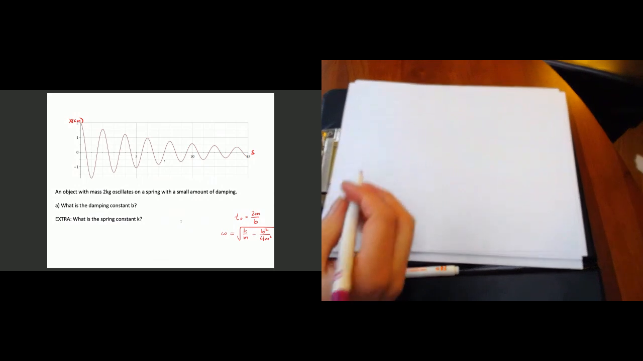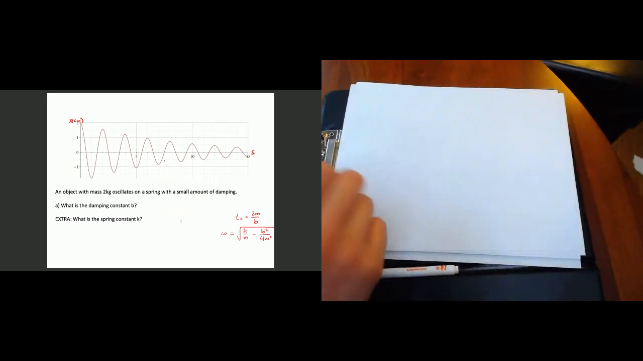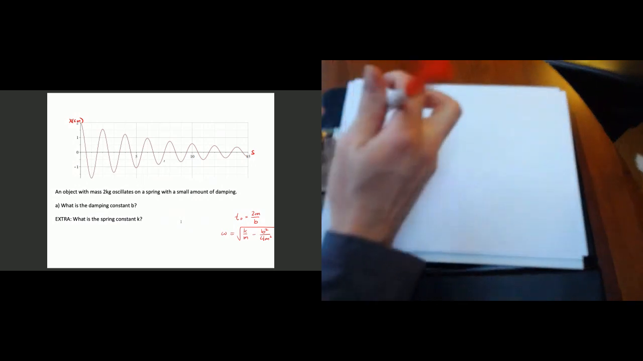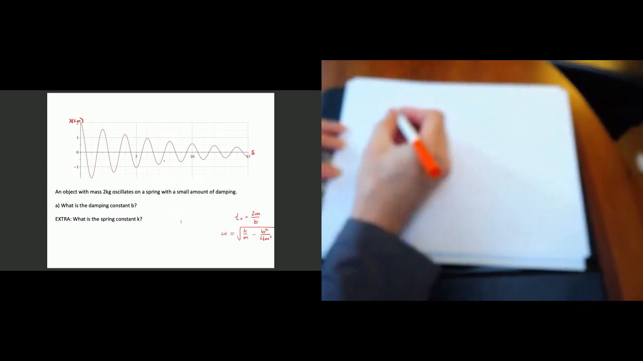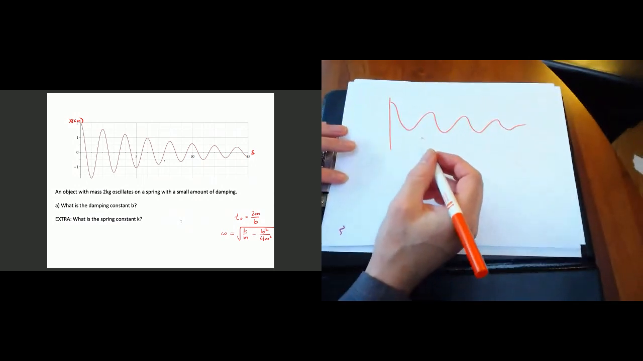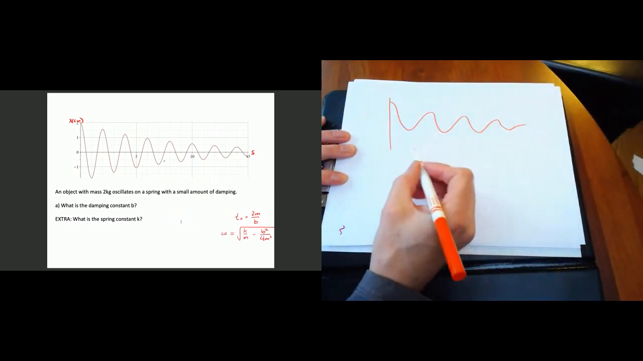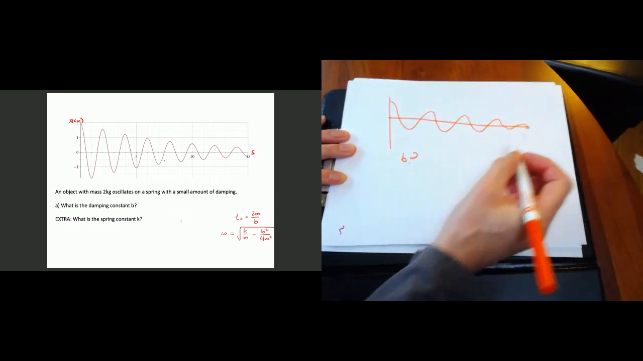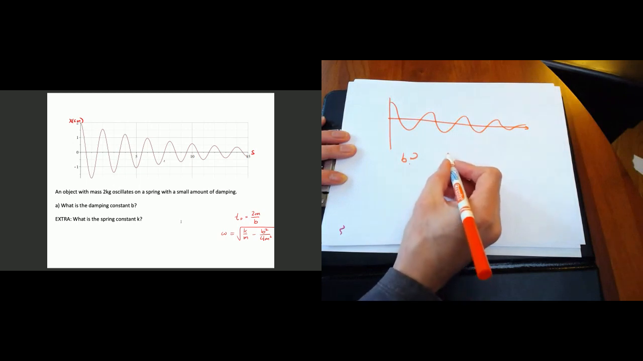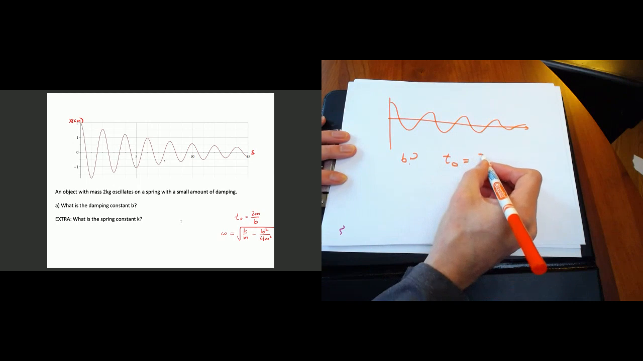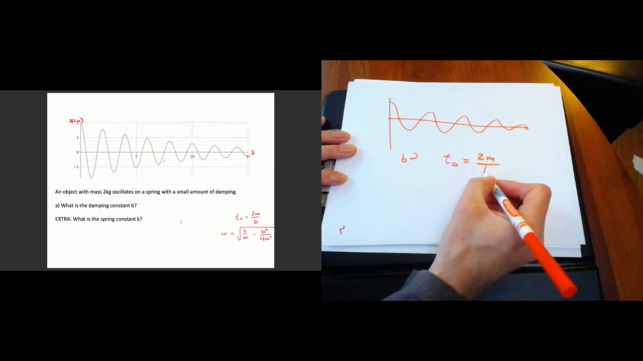So here we go. There aren't actually any options, but let me work this out. So we've got, again, a similar decaying graph. We want to figure out what B is. And so the method here is going to be to use that B is related to our time constant by this equation.